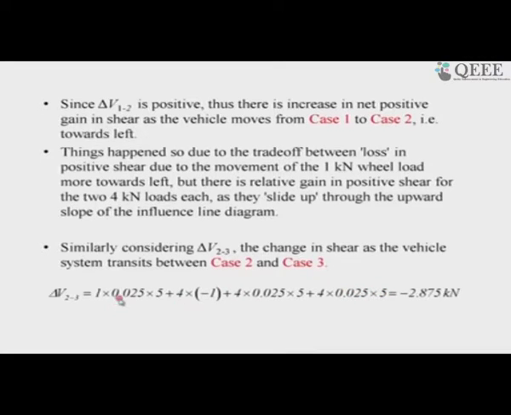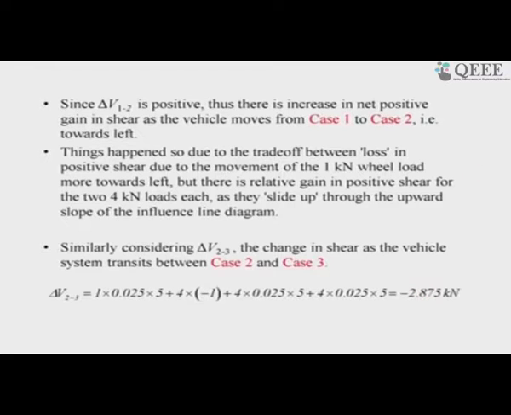And so you have a jump at the 4, you do not have a jump at the 1 kilonewton load on the extreme left, that has already fallen down in the last case, and it has only moved by 5 meters, and that is why this is the contribution for case 2 to 3. So, as you move from case 2 to 3, you have a negative value, which means the change in the shear is now negative, indicating that you have lost in terms of the shear force.